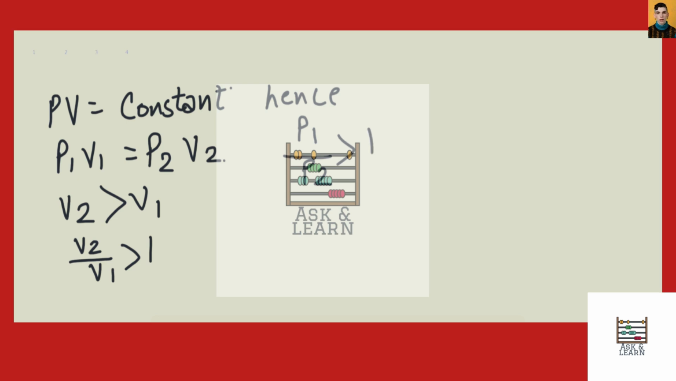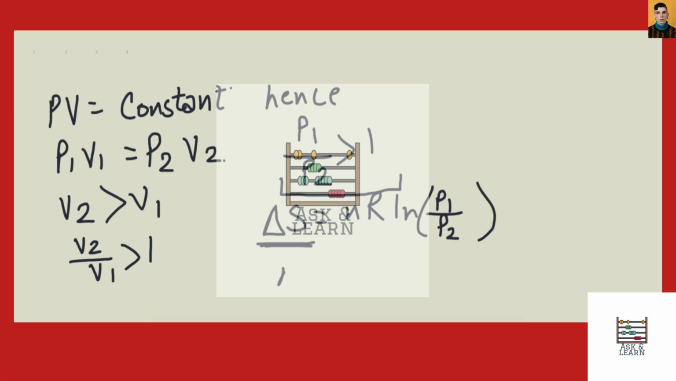So we can make an entropy formula, that is delta S, entropy, is equal to nR natural log of P1 divided by P2. If the ratio of P1 by P2 is greater than 1, it is directly proportional to the value of delta S. Hence, delta S is also greater than 1, so the value of delta S will have a positive value. Hence, entropy is also positive.